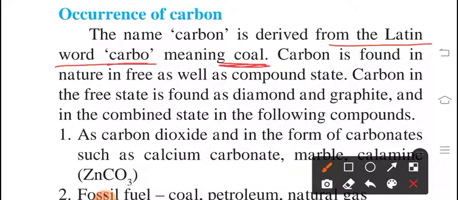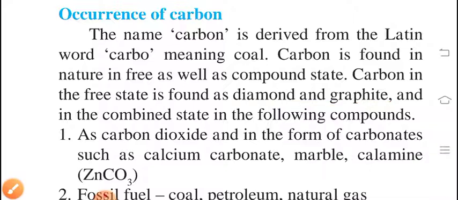Carbon is found in nature in the free as well as the compound state. Carbon in the free state is found as diamond and graphite. In the combined state, we get it in compounds such as carbon dioxide and in the form of carbonates such as calcium carbonate, marble, calamine. In all these things we get carbon, combined with other elements.